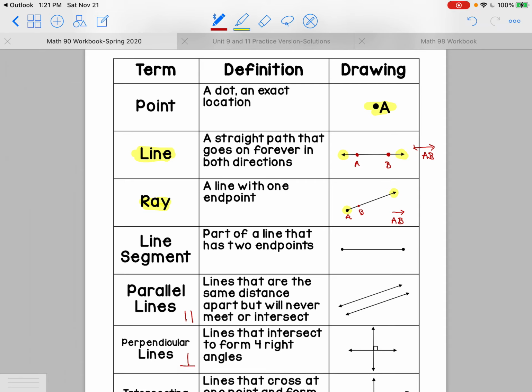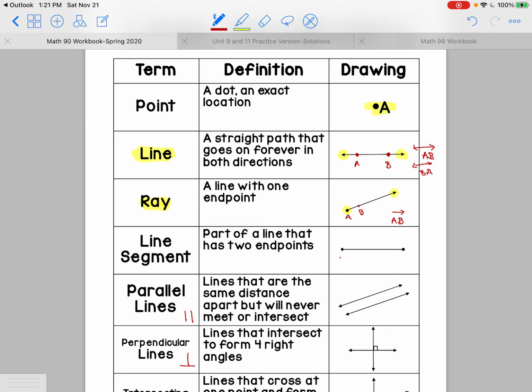And the order here is really important. We can't say ray BA because this ray does not start at point B, it starts at point A. So that's kind of important. That really is a little bit different than a line, because the line goes through both A and B above. So it wouldn't matter if you called this line AB or line BA, but it does matter on the ray.